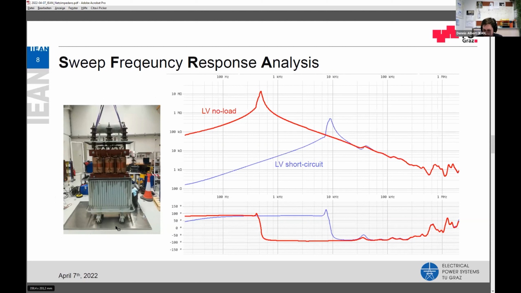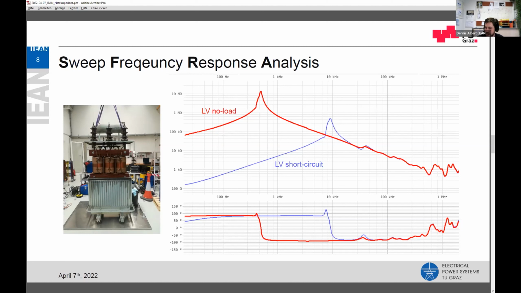For example, this was a measurement just one or two weeks ago. We had an old 100 kVA transformer, and we were allowed to do different tests with the transformer, also open the transformer here in the lab of the local power grid operator. Just to give you an impression of how the frequency behavior of the transformer usually looks and is measured, we have done this with a sweep frequency analysis. So different frequencies are applied to the transformer, and then this curve is generated.